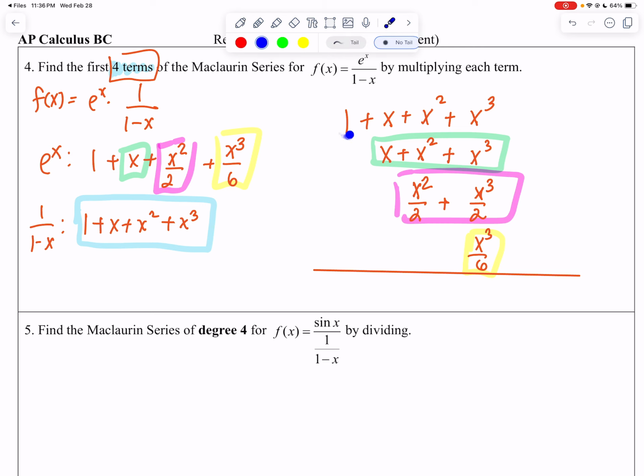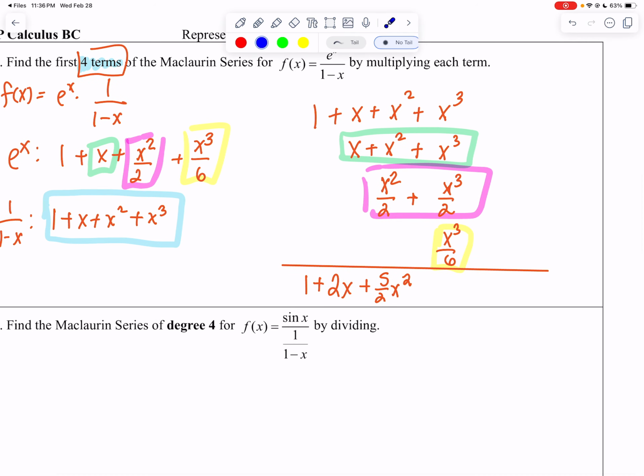So now you have 1 plus 2x plus x squared plus x squared plus x squared over 2. So this is 2x squared plus 1/2 x squared, which is 2.5, which is going to be 5/2 x squared. And then here we have 2x to the third, and then we have x to the third over 2, and then x to the third over 6.